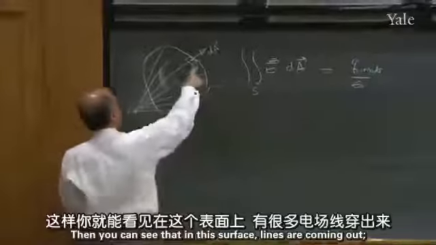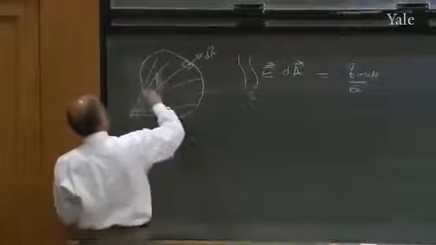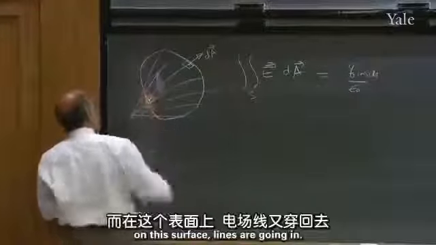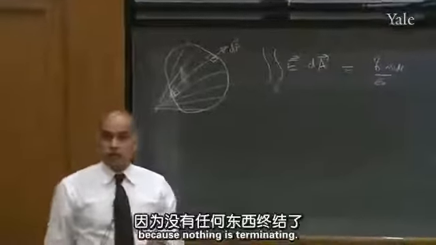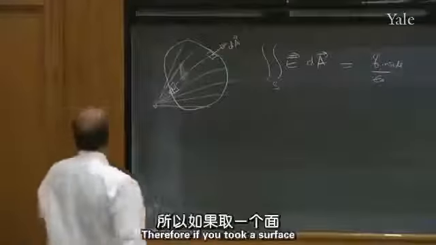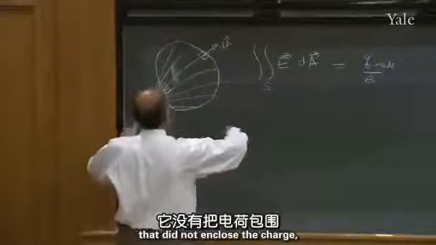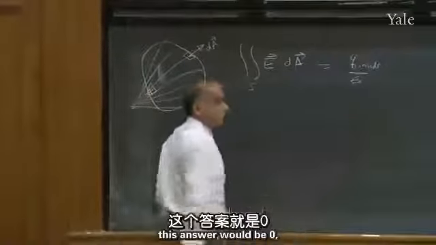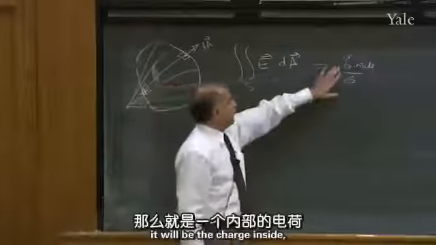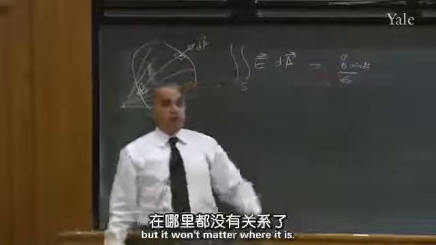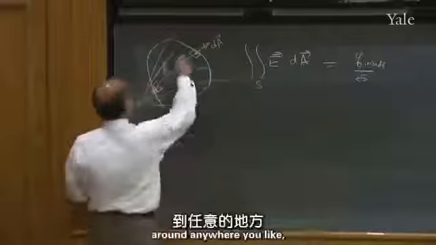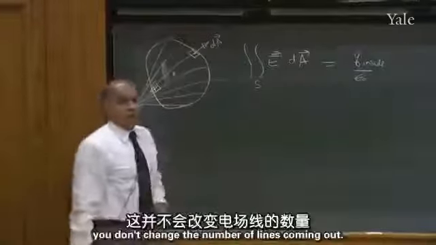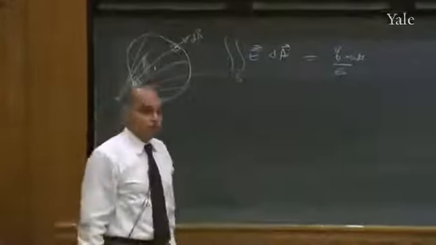Then you can see that in this surface, lines are coming out. On this surface, lines are going in. It's very clear what's going in is coming out because nothing is terminating. Therefore, if you took a surface that did not enclose a charge, this answer would be 0. But if it enclosed a charge, it'll be the charge inside, but it won't matter where it is. You can also see that you can move this charge around anywhere you like. You don't change the number coming out, the lines coming out.